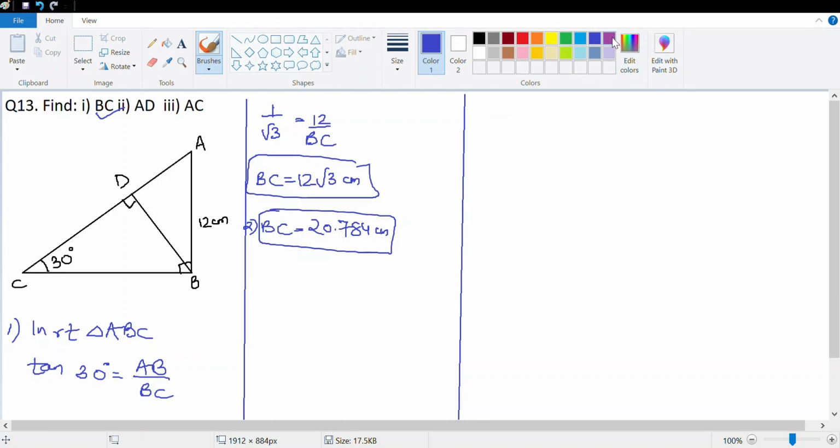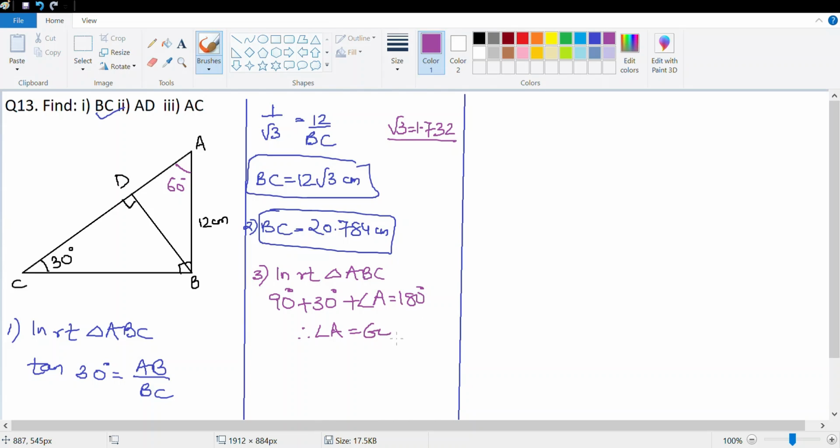Let's look at the second one. Again I'm repeating, I've taken root 3 as 1.732. Next, AD. So AD is a part of my small triangle ADB, so I need to have a reference angle. This in the big triangle will be 60 degree. Why? Because of the angle sum property, this is 90, this is 30, which means angle A is 60 degree. Let's just write this down. So in right triangle ABC, 90 degree plus 30 degree plus angle A is equal to 180 degree. Therefore, angle A is equal to 60 degree.